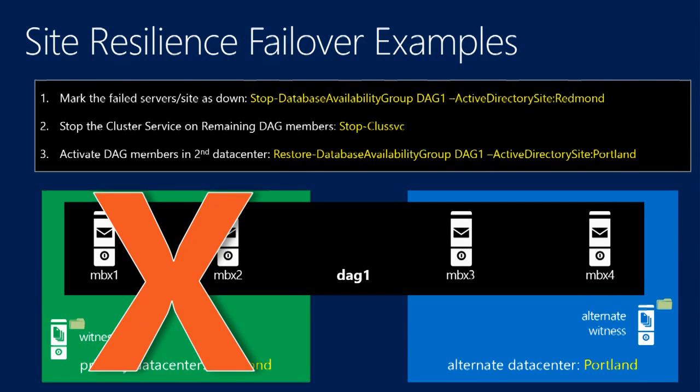It's pretty much just running stop DAG, so you can mark the failed servers as down, stopping the cluster service on 3 and 4 over here, and then running restore DAG to shrink the underlying cluster, regain quorum, and bring the survivors up and running with an alternate witness server.